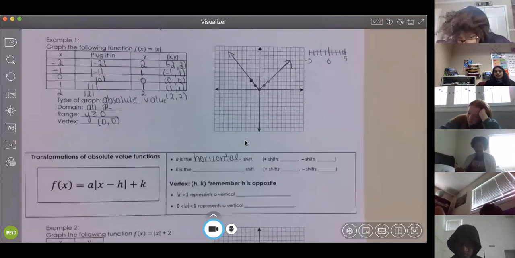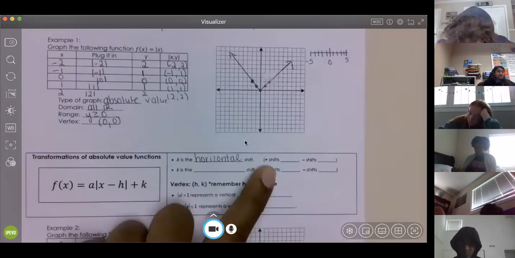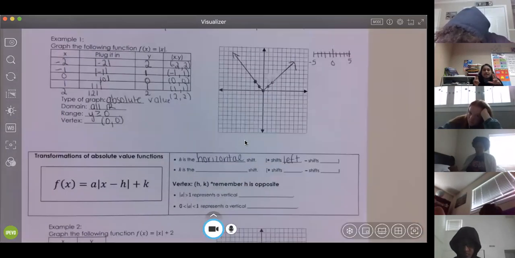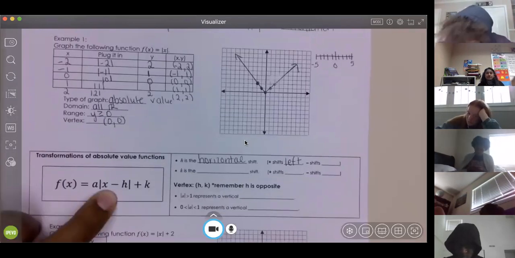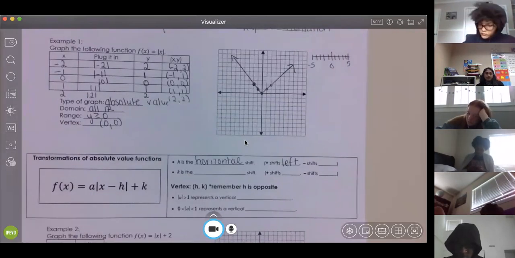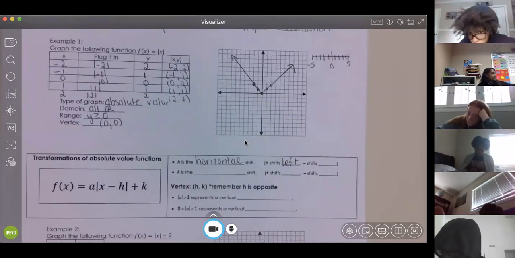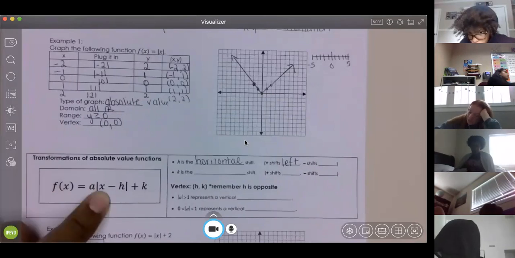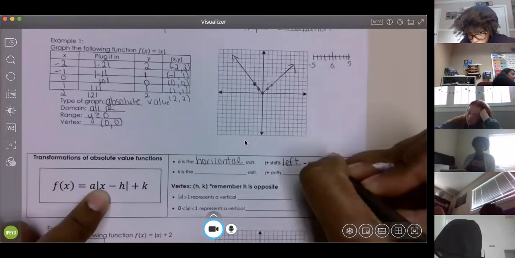And this is a part where it gets a little bit tricky and it's a little bit counterintuitive, so you have to be very conscious. This is where students make a lot of mistakes. If your h is positive, it's actually going to shift your graph to the left, which doesn't really make sense intuitively. But if this sign right here is a plus sign, that means you're shifting your graph to the left. If this sign right here is a minus sign, that means you're going to shift your graph to the right.